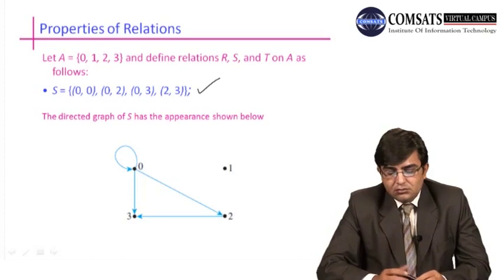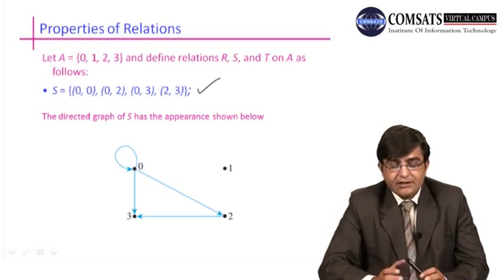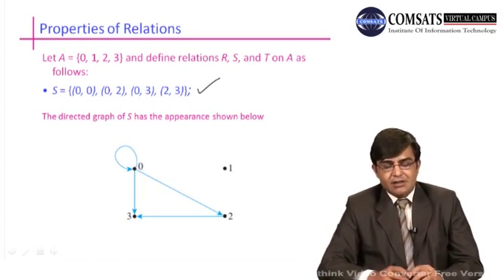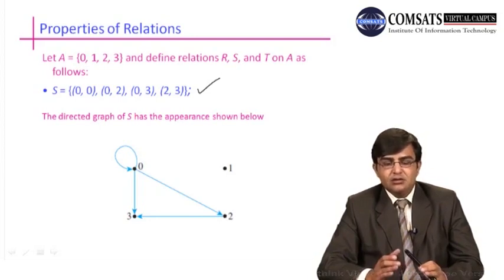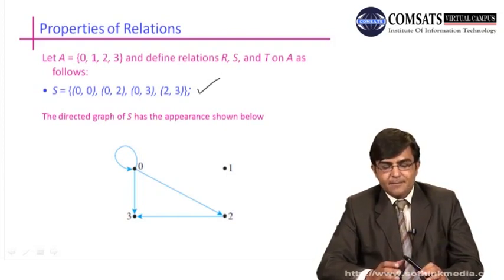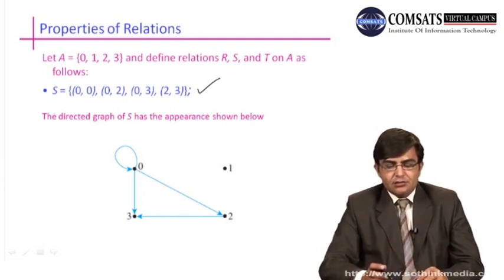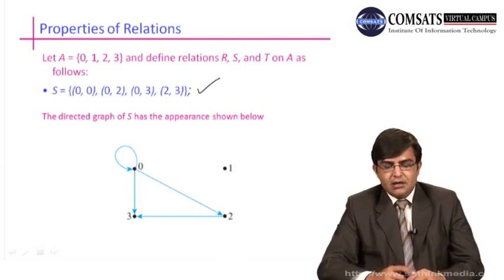Now if we look at the directed graph, we can say that every element is not related to itself, because there is not a loop at every element. Therefore this relation is not reflexive. If 0 is related to 2, then 2 is not related to 0. Therefore this is not symmetric.